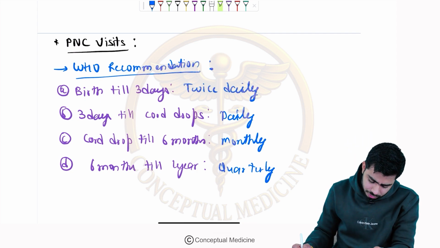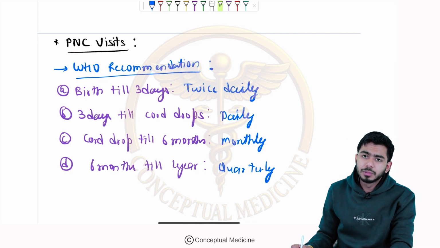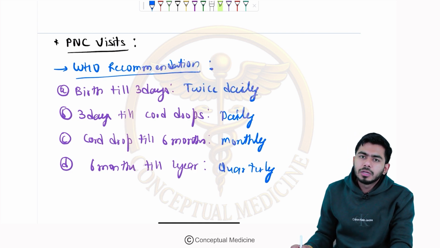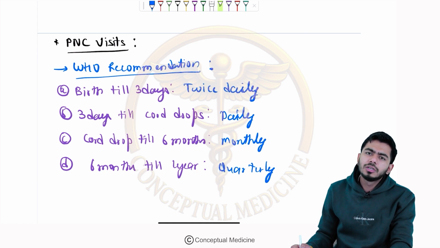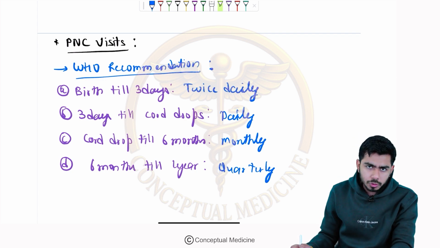Now obviously from the birth till 3 days, we are talking about twice daily, because of the complications related to the mother. If you talk about the mother, there could be PPH, which is a very big fear in our mind, right? And if you talk about the baby, there could be complications like respiratory problems, pneumonia, and jaundice problems because of high bilirubin. So jaundice chances are there, and we need to monitor the baby. So in that sense, twice daily visits are recommended from the WHO side, right?